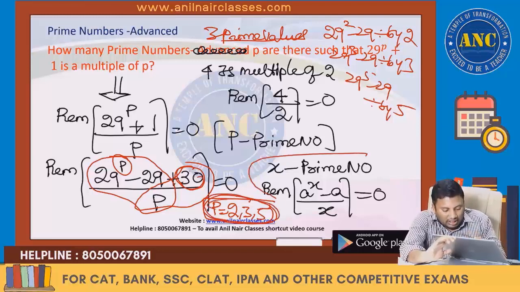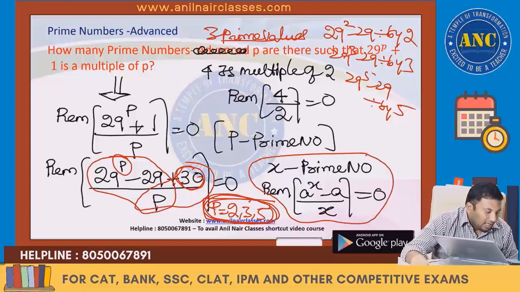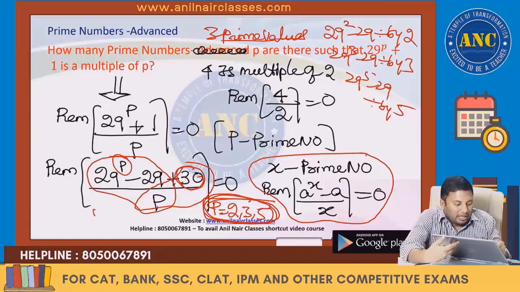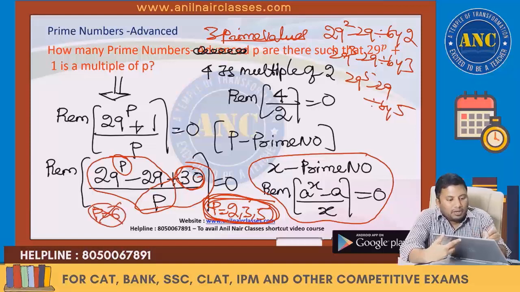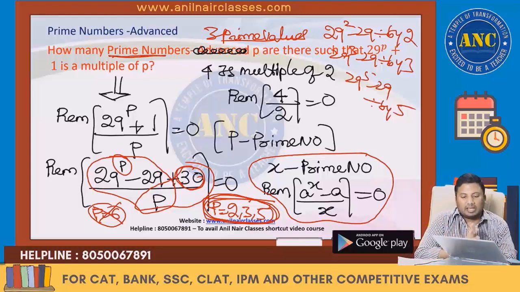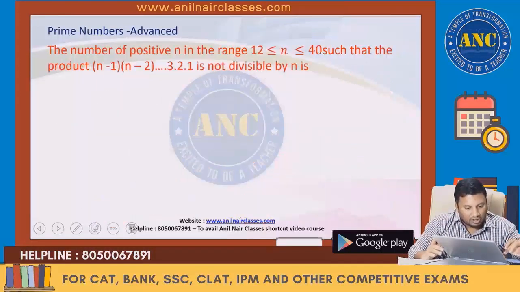According to this theorem, yes, 29 power p minus 29 is always divisible by x as long as x is a prime number. Why? Because here you cannot take 6. 6 is not possible because the question says it is a prime number. I hope the idea is clear and the theorem is also clear.